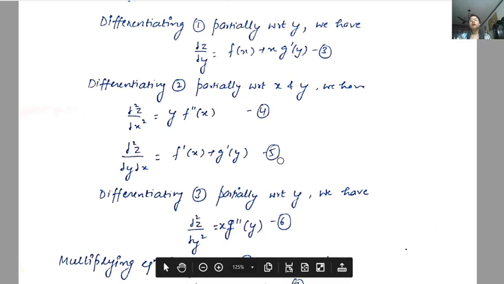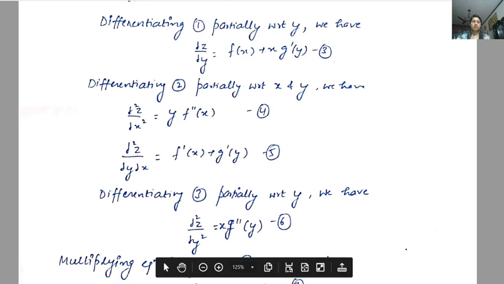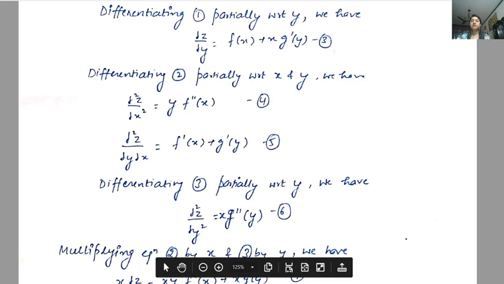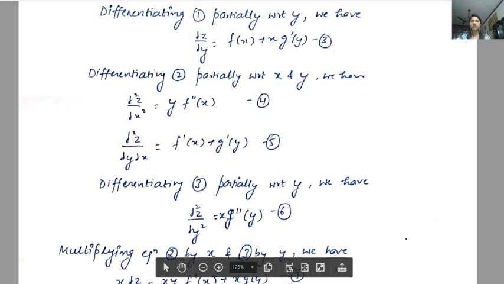In this question, we have two arbitrary functions f(x) and g(y). So for eliminating them, they are not eliminated with the help of the three equations 1, 2 and 3. So here we have computed second order derivatives. Now with the help of these we will see that we are able to eliminate f(x) and g(y) by multiplying equation 2 by x and 3 by y.